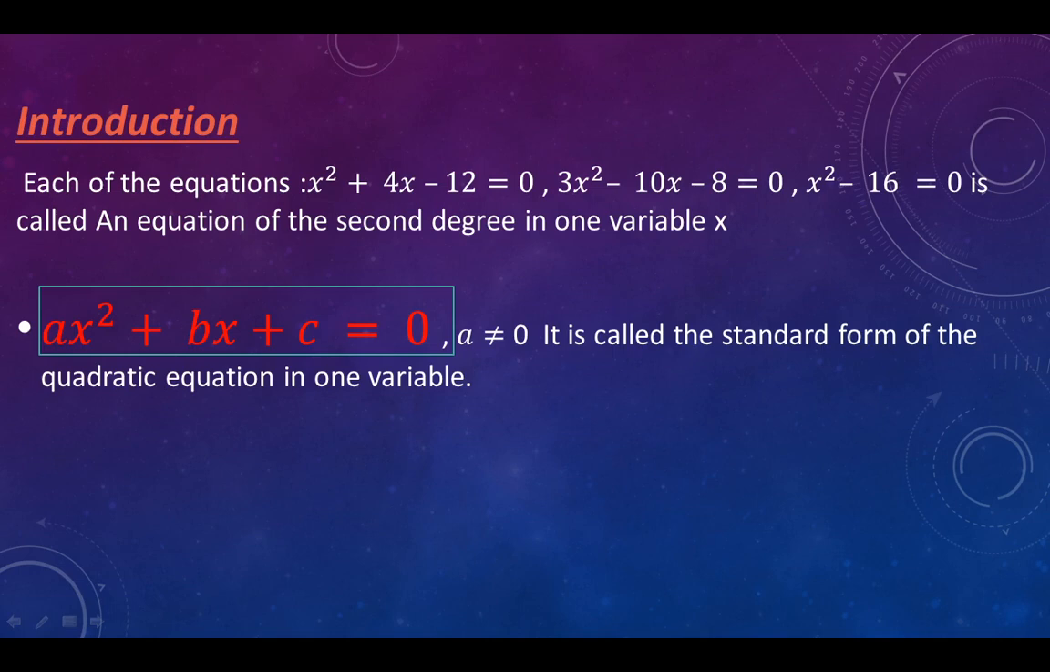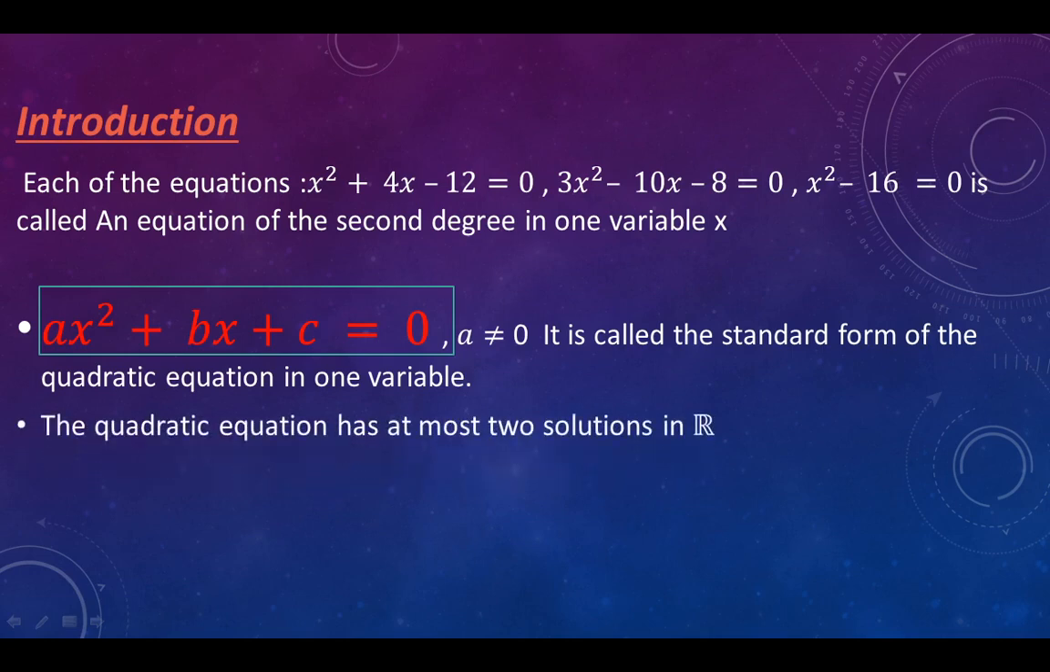A is not equal to 0. Maybe b equals 0, maybe c equals 0, but a must not equal 0. This is called the standard form of the quadratic equation in one variable. The quadratic equation has at most two solutions in R. Any quadratic equation has at most two solutions in R. So you will find only one solution or two solutions, or the solution set will be phi, which is the empty set.